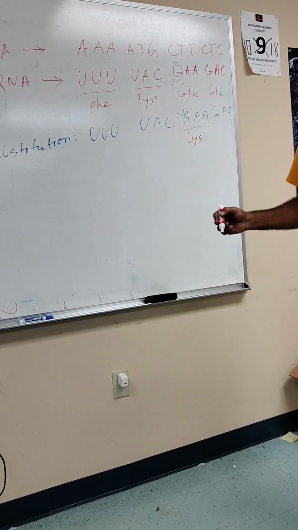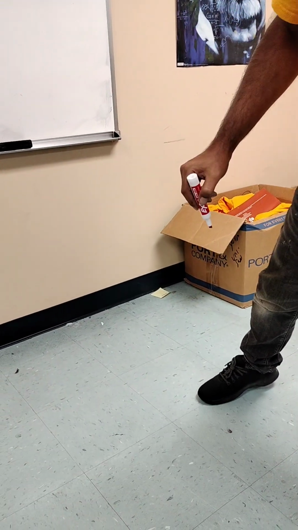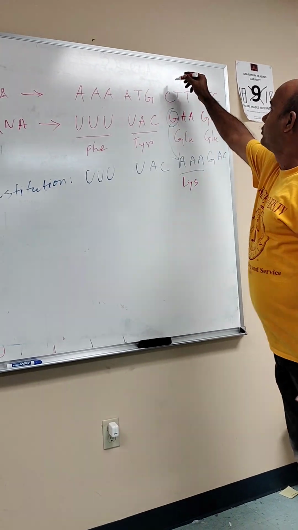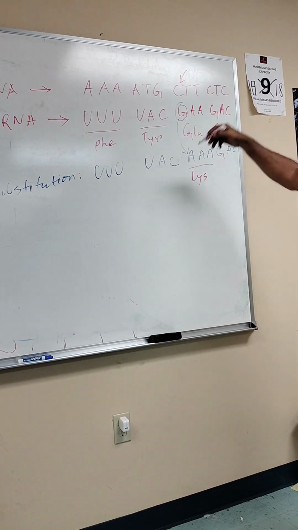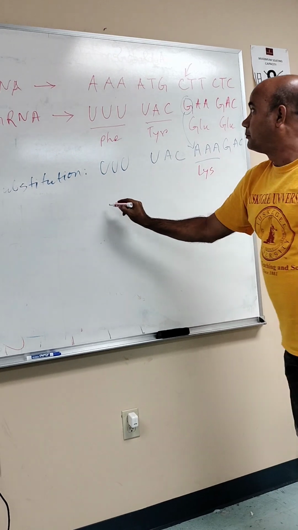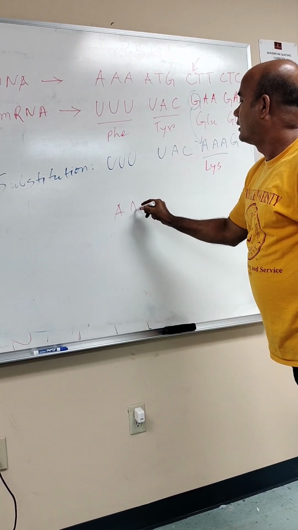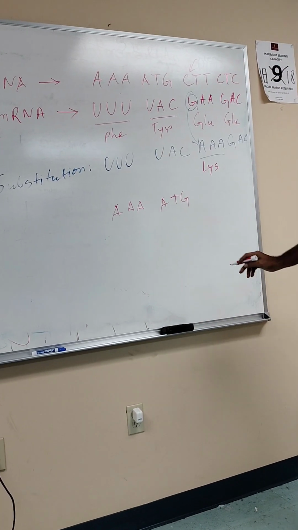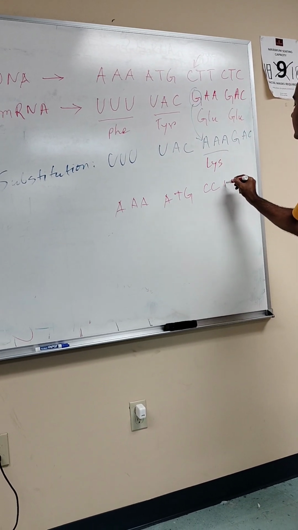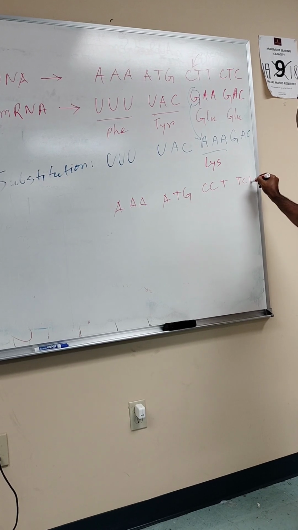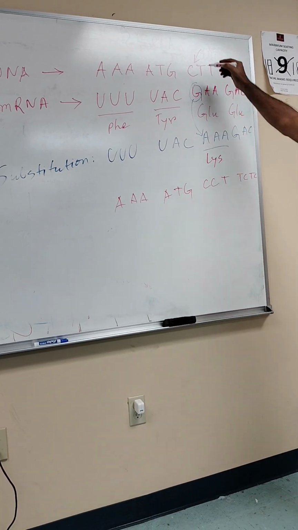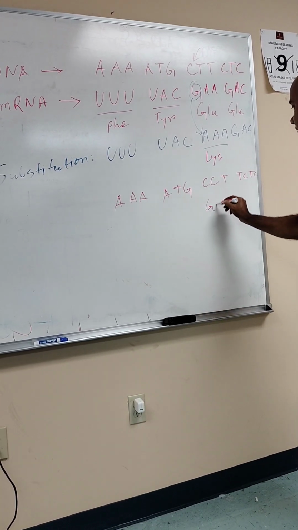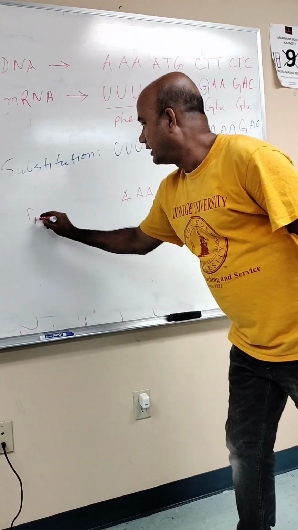And another one is insertion. Suppose I want to insert a C, here we have C, C, T, T, C, T, C. If we just add a C, then it becomes a new glycine. So it is insertion.